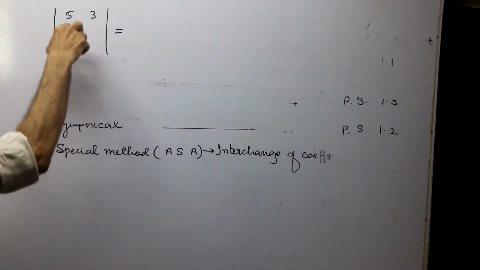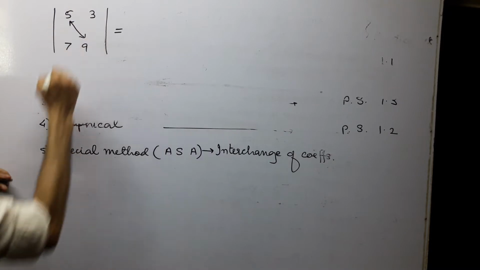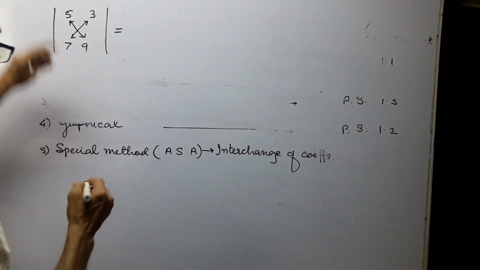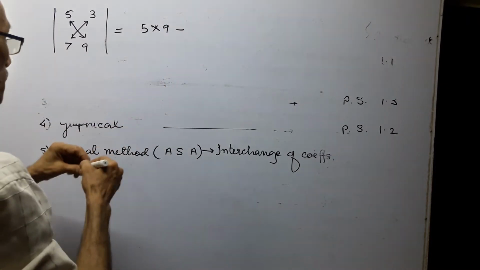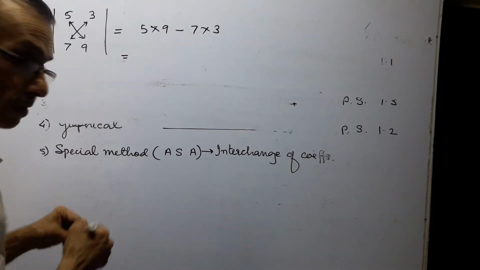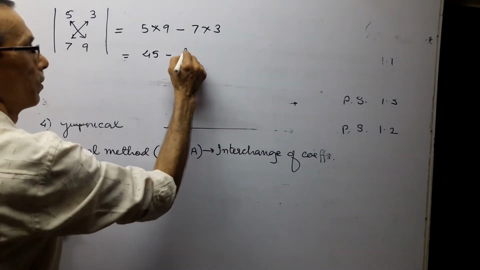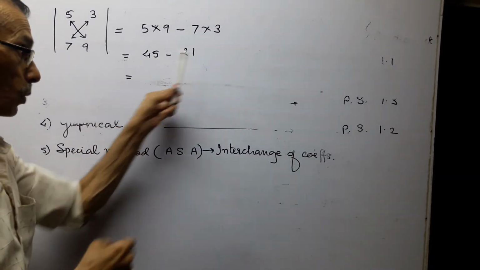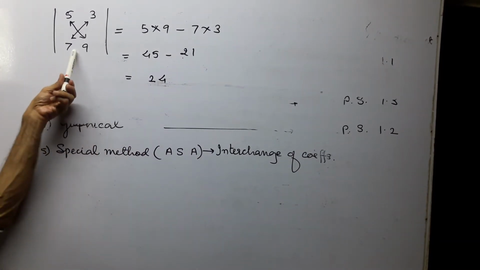Here we will take the product of 5 and 9 this way first, and then subtract the product of these two. See once again, 5 into 9 minus 7 into 3. Now simplify this. 9 fives are 45 minus 7 threes are 21, that is equal to 45 minus 21, and therefore the value of this is 24.